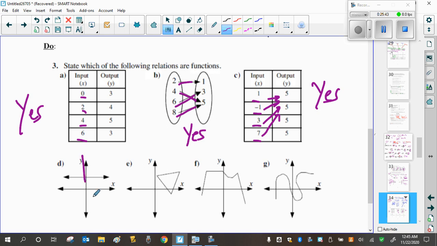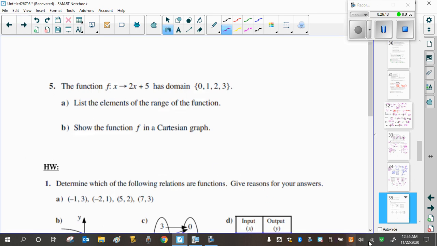Vertical line test, yes, it's a function. This one, no, it's not a function. This one, a little more evaluation, but looks good. Yes, it's a function. And this one, oh, Snako says no, not a function. And next page. Turn to the next page, please, JL. Okay. Thank you, JL. You're welcome, JL.